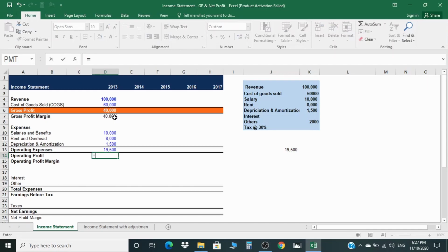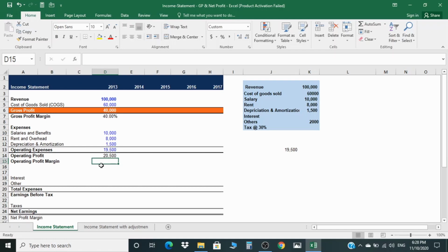So this is your gross profit and this is your extra expenses. So you take the gross profit minus the total, or you can go by minus individually, minus 10,000, minus 8,000, minus 1,500, right? But I'll go for the total. So here you got 20,500.